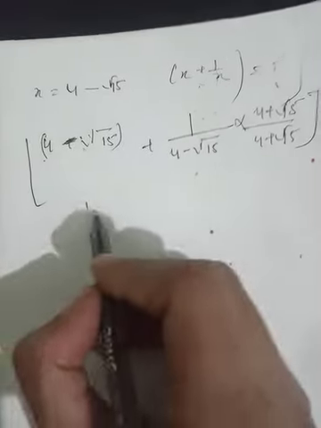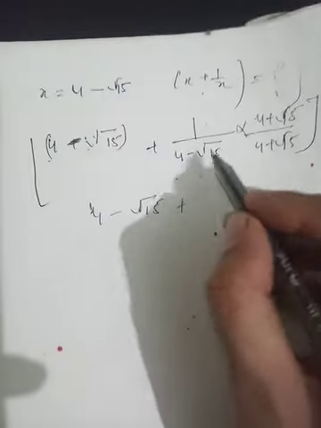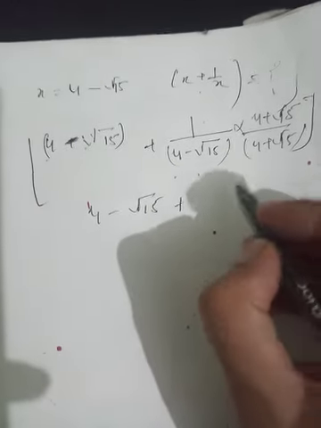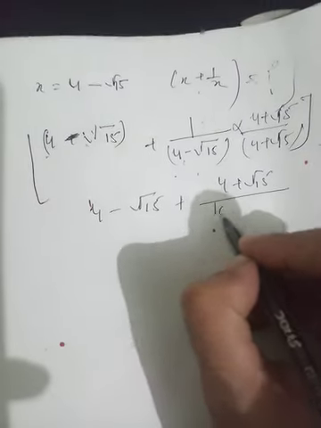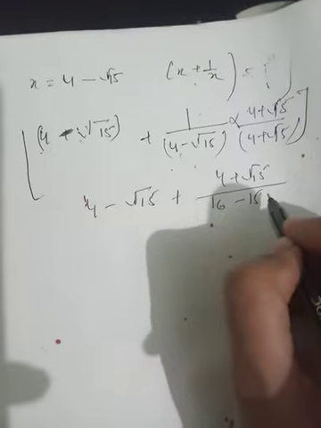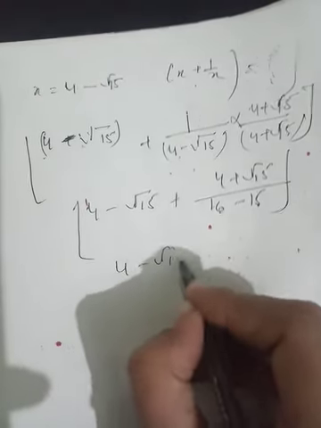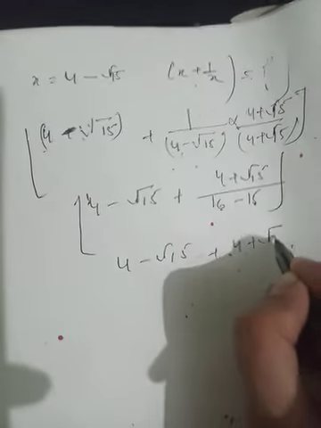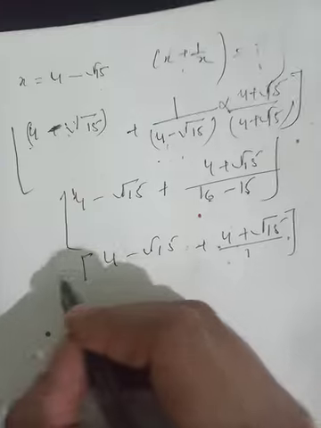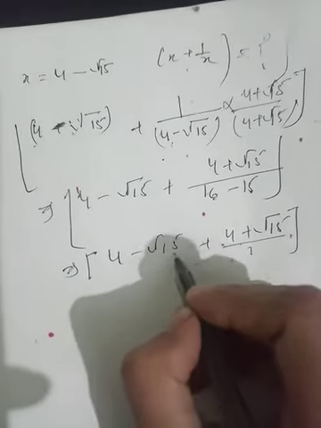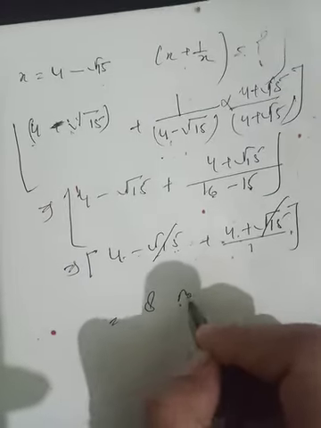So we get 4 minus root 15 plus 4 plus root 15 over, using a plus b times a minus b, 4 square that is 16 minus root 15 square that is 15. So 16 minus 15 is 1, and the denominator doesn't matter. The minus root 15 and plus root 15 cancel out. So 4 plus 4, that is 8, is your answer.